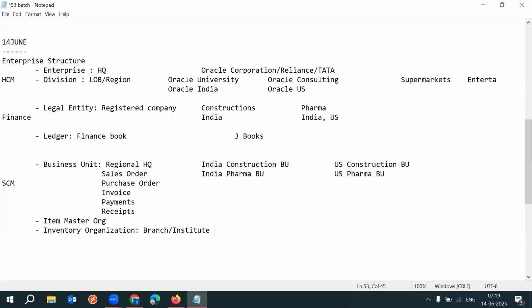I have an institute in Hyderabad. Maybe you can call it a branch or inventory organization. I have an institute in Bangalore also, in Chennai, and in Delhi. So the Oracle terminology is inventory organization, but business terminology is according to the business. Because I'm into trainings, I'm calling it the institute.